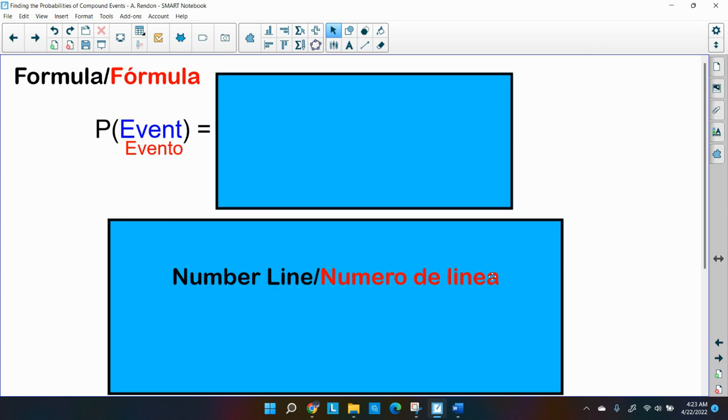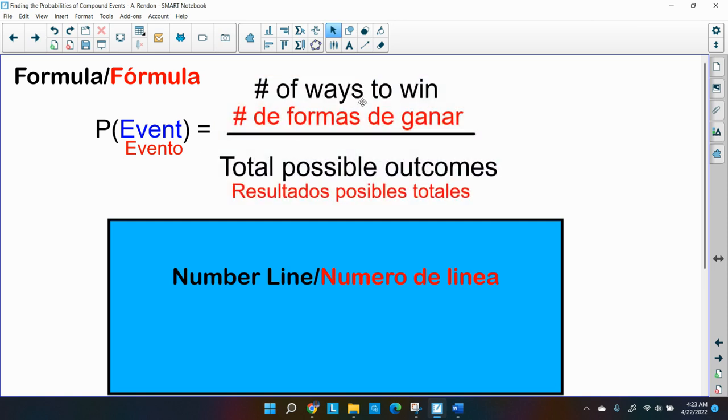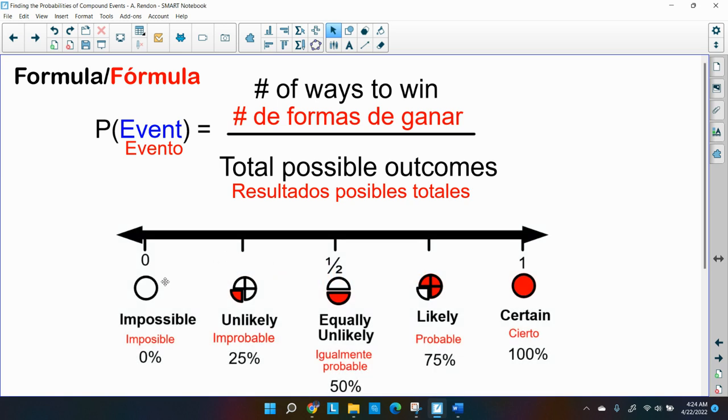There's a formula you should know for the probability of whatever event you're doing. It's the number of ways you win over the total possible outcomes. Probability is a fraction, decimal, or percent from 0 to 1, so you could expect any one of those types of numbers. Here I have a fraction, which is usually what I like to use, but you can change that to one of the other units if you desire.